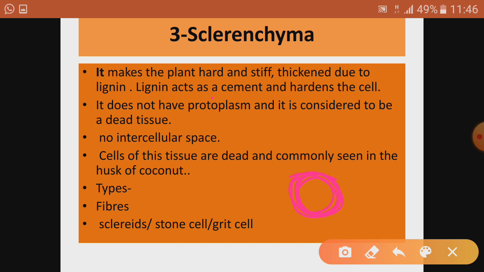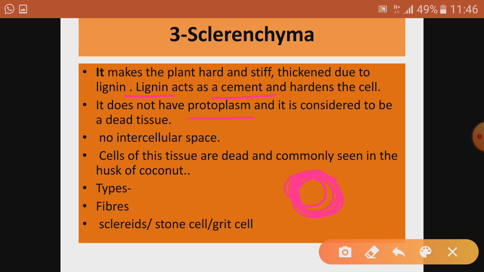So, lignin acts as a cement, as in case of collenchyma you must have seen extra deposit of cellulose at the corner. Here it has got lignin. Lignin acts as a cement and hardens the cell. When the cell is very hard because of the deposit of the lignin, it does not have any protoplasm. Protoplasm means the living content of the cell, that is cytoplasm plus nucleus.